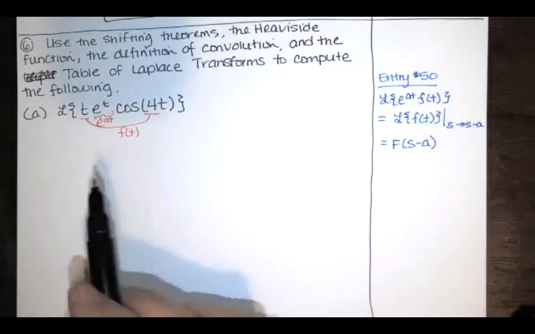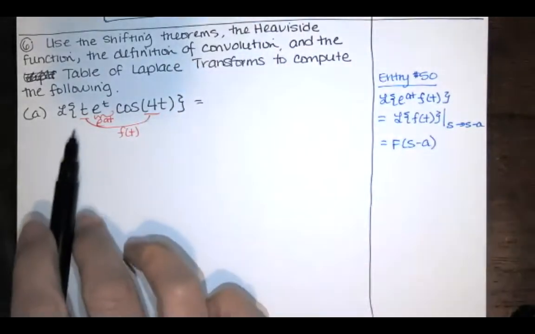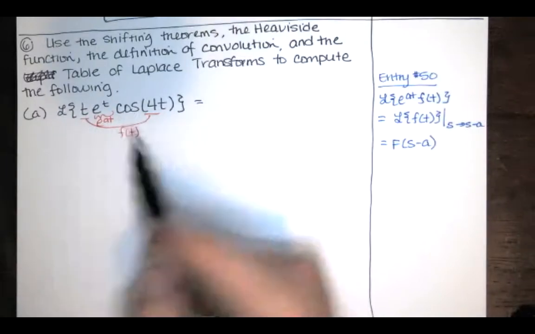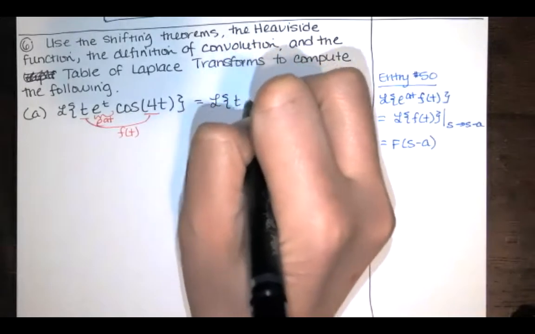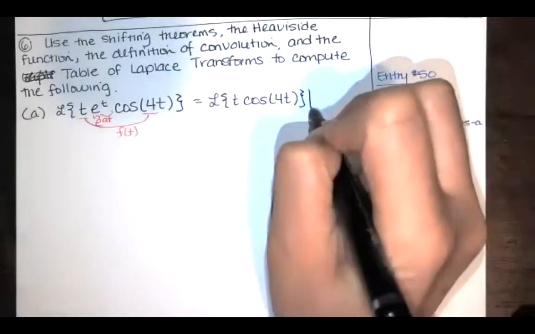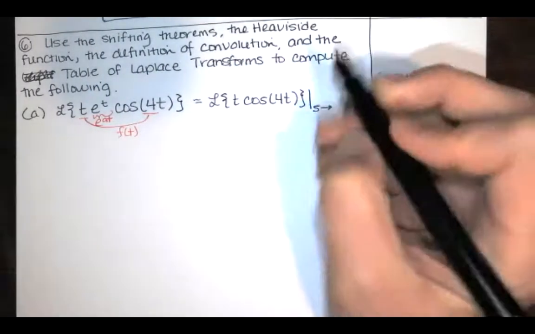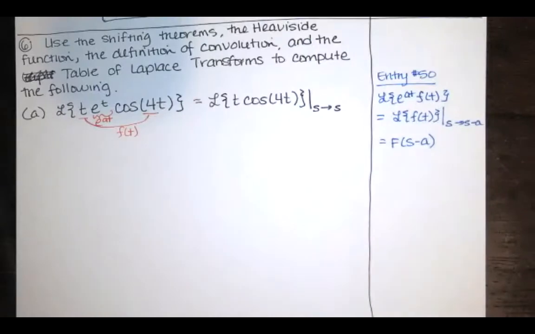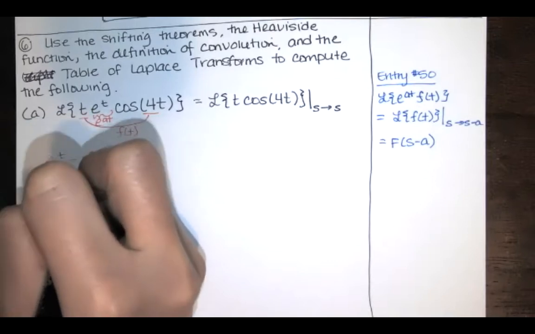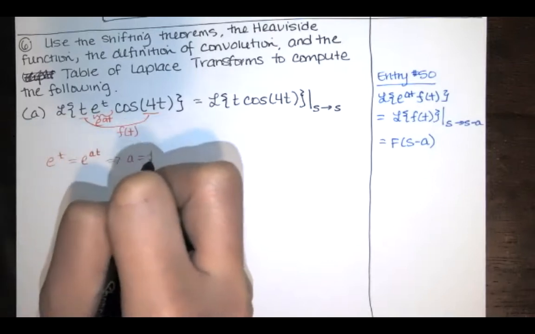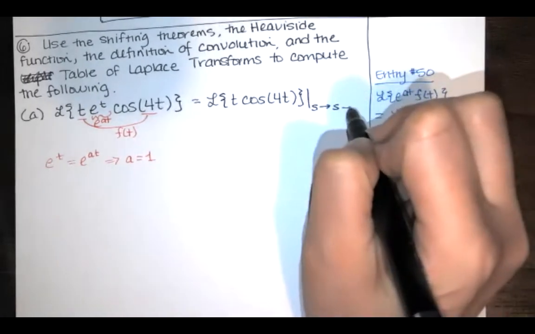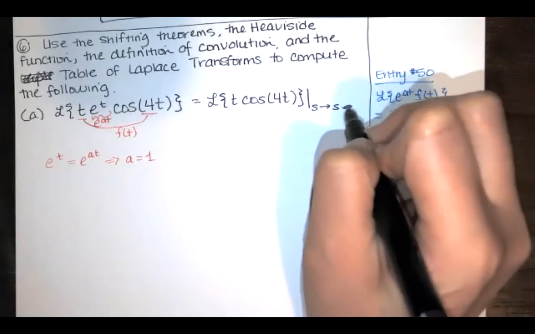So in order to do that, I need to identify f of t. That's everything that's not the e to the at. So it's the t times the cosine of 4t. And I want to replace that s after I do that with s minus a. So I need to identify a. If e to the t is e to the at, then clearly a is equal to 1 because the coefficient of t is 1. So we're replacing s with s minus 1.